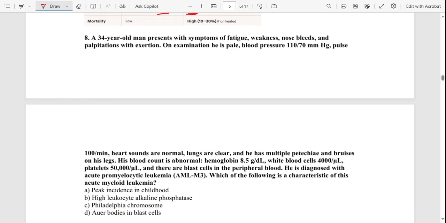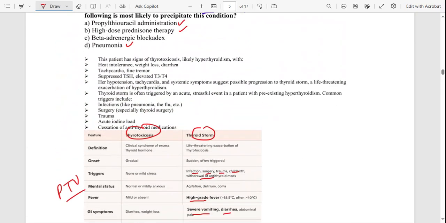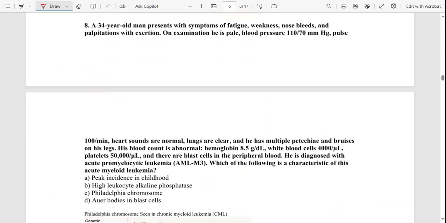Number 8 is saying, so what have we said the answer is there? The answer is pneumonia. Number 8, a 34-year-old man presents with symptoms of fatigue, weakness, nosebleeds, and palpitations with exacerbation with exertion. On examination, he is pale, BP is 110 over 70, pulse 100 per minute, heart sounds are normal, lungs are clear, and he has multiple petechiae and bruises.